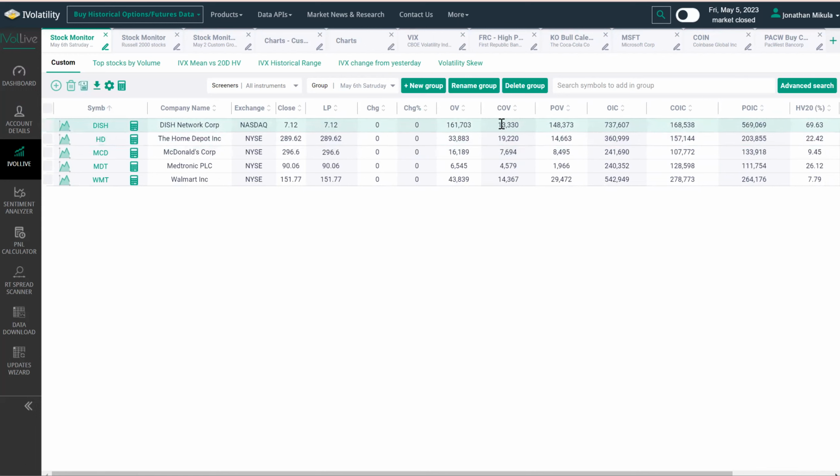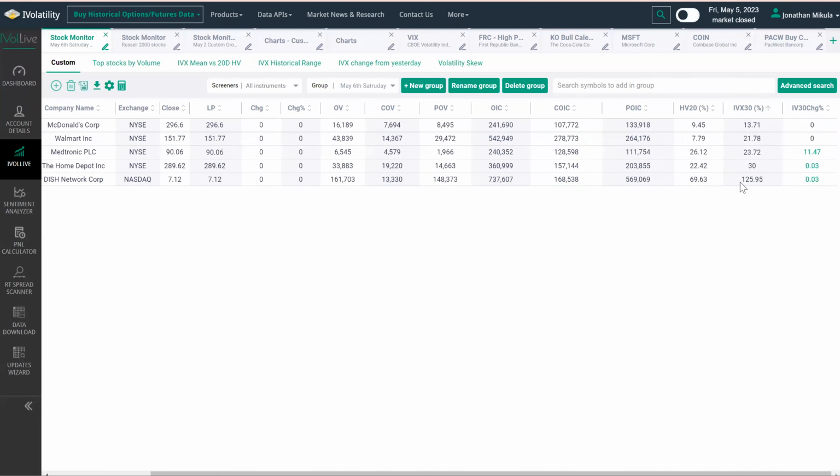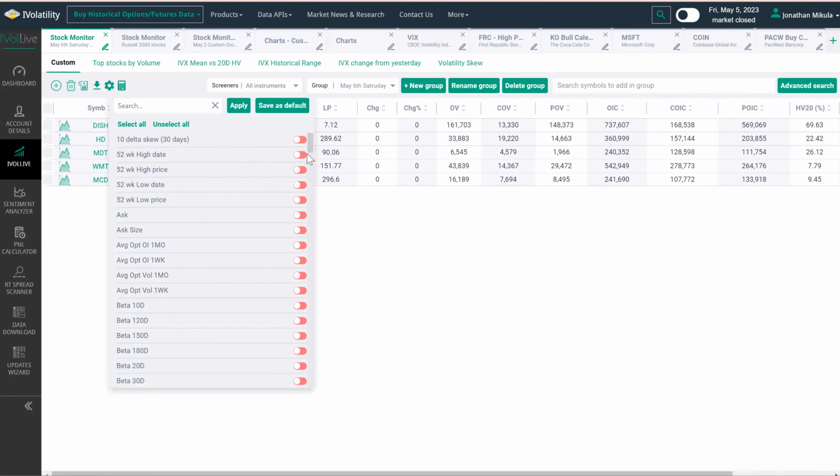So we could see here, for an example, Dish, look how many puts were traded, more than 10 times more puts on Friday than calls. So there's a lot of bearish bets or hedging bets going on with Dish. So then you can always sort these too, whoever has highest IVX, who's got the lowest IVX, then you can also add different columns. So once we start creating this custom list, you could add custom columns to the custom list. So there's all kinds of ways you can really get super unique under this custom tab.